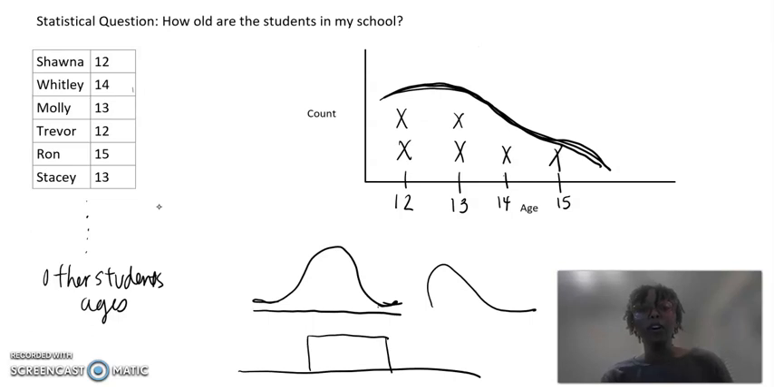And so these are just the beginnings of some things that you're going to learn more about as you progress in your statistics courses and your understanding of statistics.